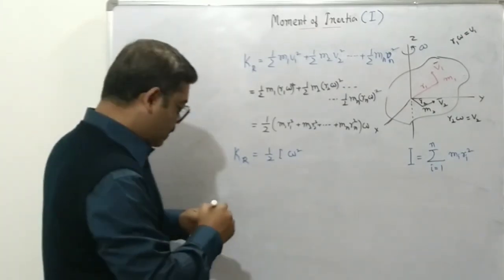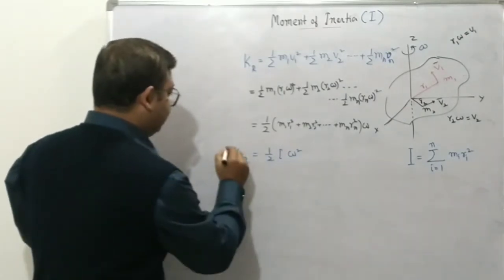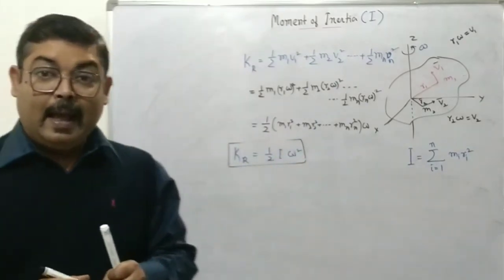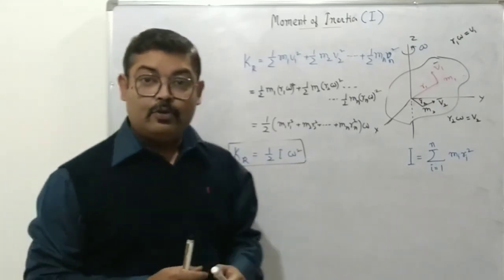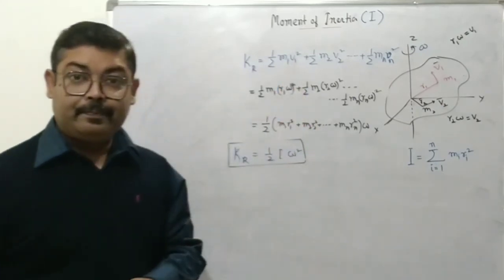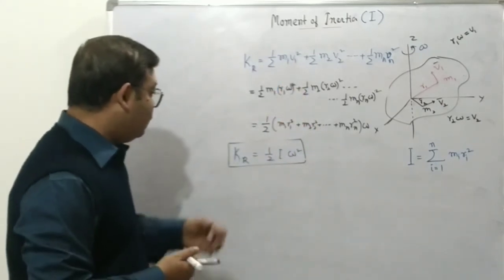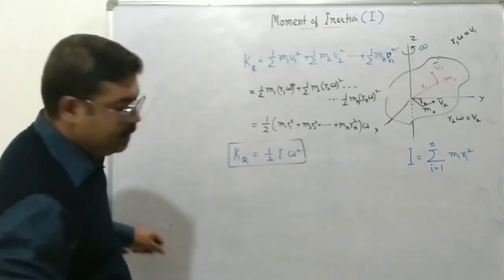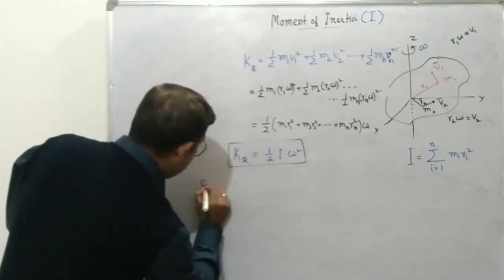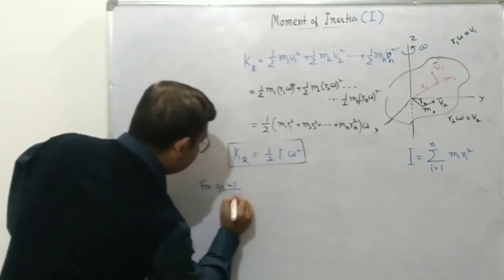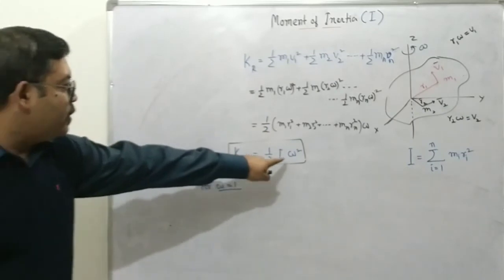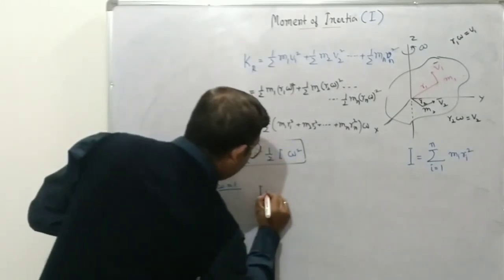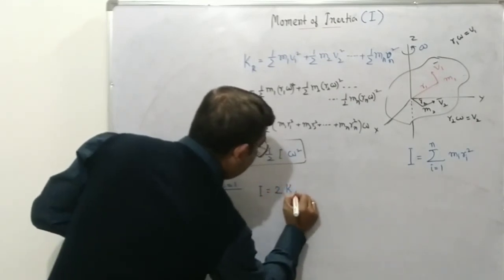An important relationship: kinetic energy of rotation is given by half I omega square, as kinetic energy of translational motion was given by half m v square. Now, if this is so, then we can also rewrite this for omega equal to 1. Rearrange this equation: if you substitute omega equal to 1, K will be half I, or we can say that I equal to 2 K rotational.